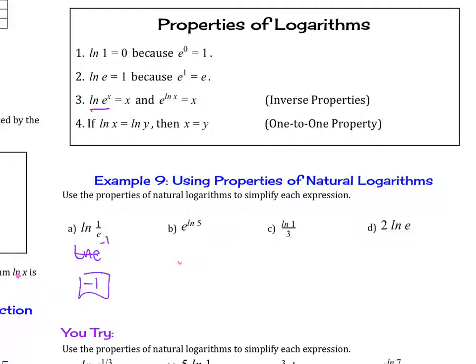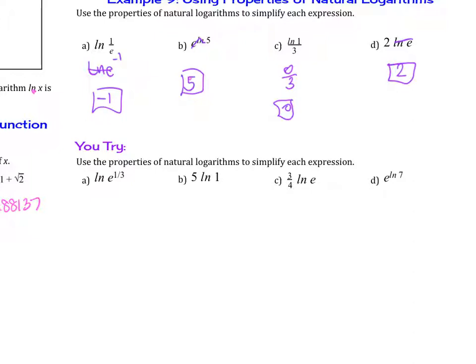Letter B, e raised to the natural log of 5. So that's the inverse property. We know the answer is just 5. Number 3, we have natural log of 1 over 3. Natural log of 1, going back, is 0. So this is 0 over 3, so the answer is 0. Okay, that's property number 1. Number 2, letter D, we have 2 natural log of e, so natural log of e cancels, so the answer is 2. So go ahead and try these 3 down here.